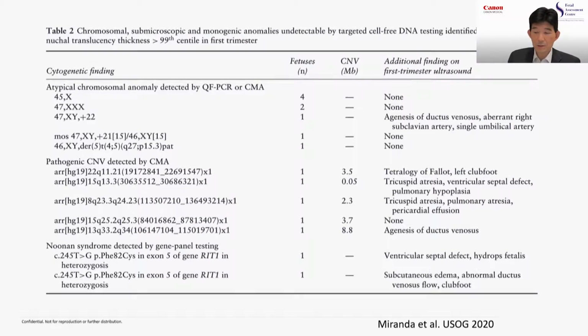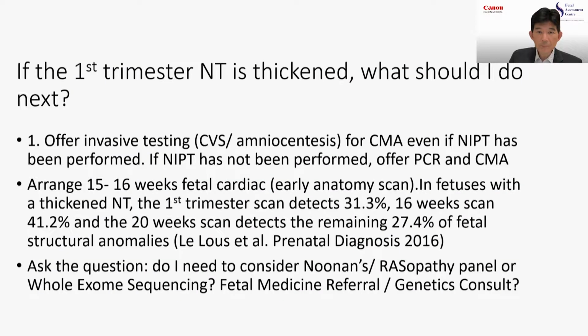So I think the answer to the question, should you do a first trimester scan after an NIPT result has been made available, is a categorical yes. What should you do next if your nuchal is thickened? Well, put it the other way around. If you haven't done NIPT, I think the right thing to do is to offer that patient an invasive test, and that would be either a CVS or an amniocentesis, because that would actually give you a lot of information on the chromosome microdeletions. You should also arrange for a fetal cardiac scan or early anatomy scan at 15 to 16 weeks, because that scan would detect quite a lot of fetuses with structural abnormalities as well.